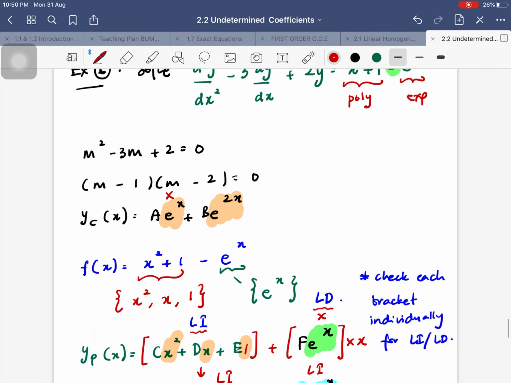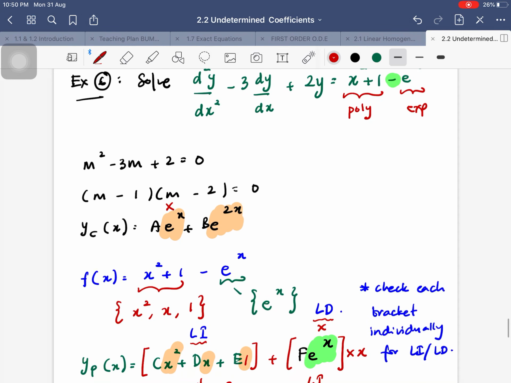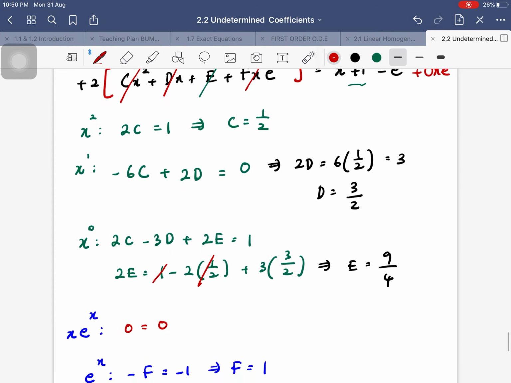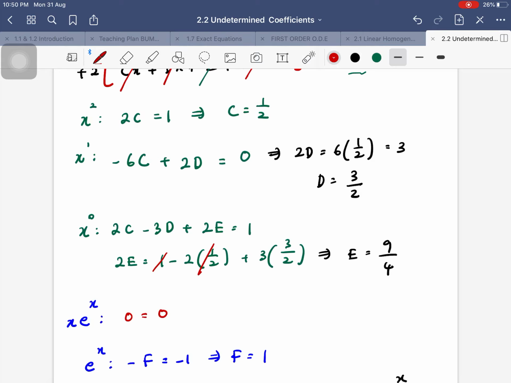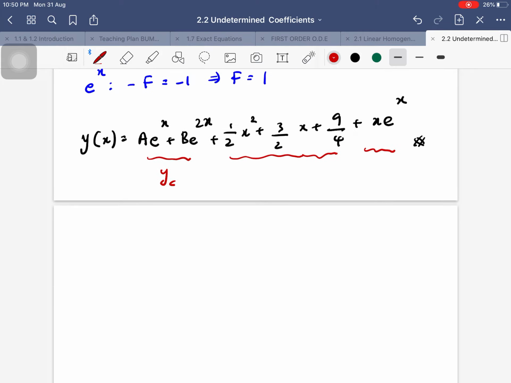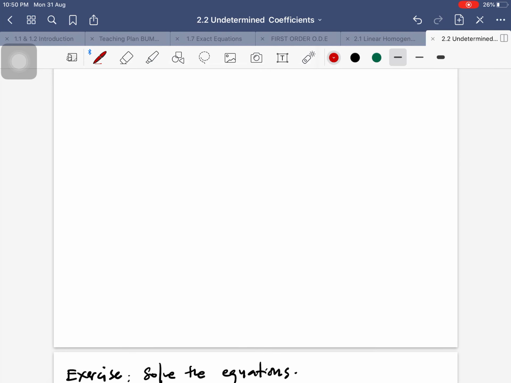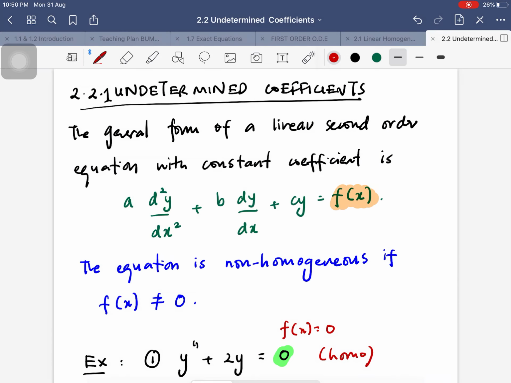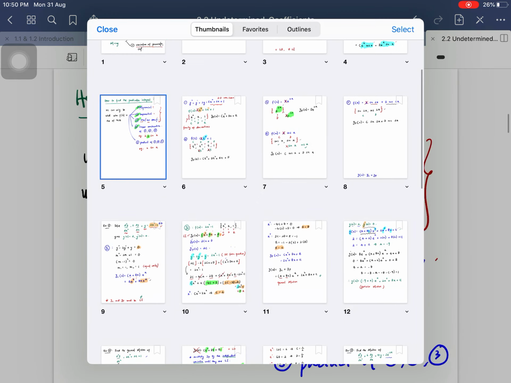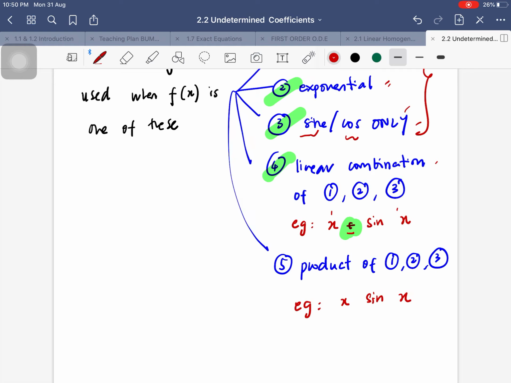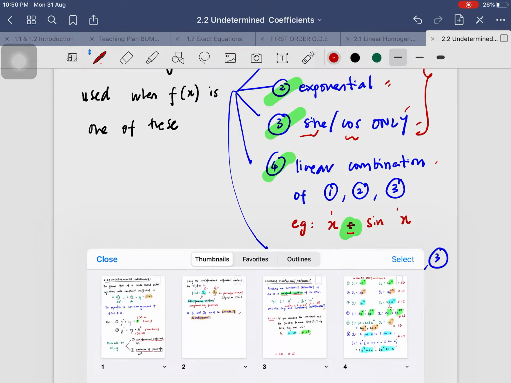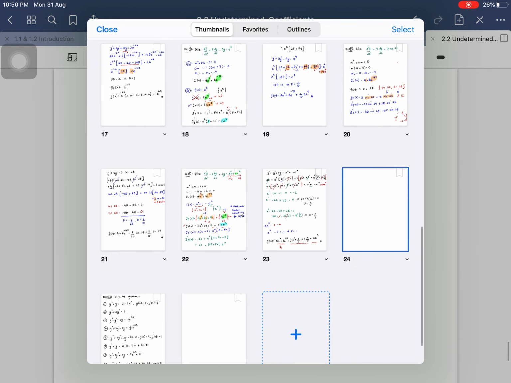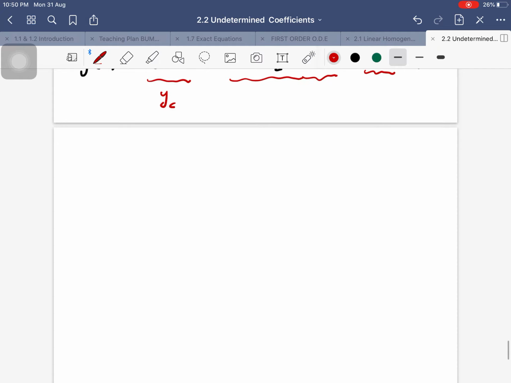So for this one, there is more calculation involved because there are two functions being combined together. And of course, the marks is also going to be more, compared to the cases of exponential, polynomial, or sine or cosine by itself. Okay, actually, there is one more case. After linear combination, we also have product of cases. I'm not going to show you an example of product of cases, it's going to be very complicated. But I'm going to give you the idea on how we find the yp when you have product of cases.